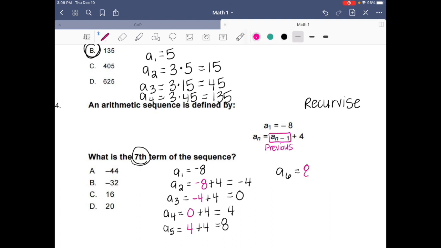Then we have the sixth term is going to be the previous, which is 8 plus 4. That's 12. And then we have the seventh term. The previous is 12 plus 4, which is 16.